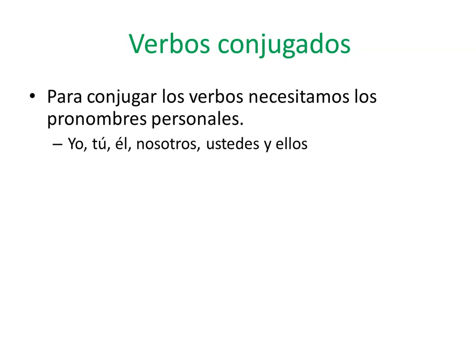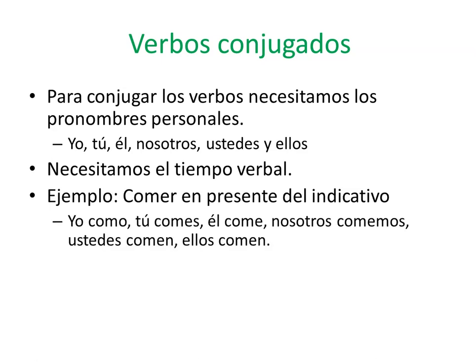Muy bien, let's talk about conjugated verbs. As we mentioned in previous videos, we need the personal pronouns in order to conjugate verbs. The personal pronouns are yo, tú, él, nosotros, ustedes y ellos. And obviously we need the tense, el tiempo verbal that we are going to use to conjugate. In this case, let's use the present of the indicative mode. Por ejemplo, yo como, tú comes, él come, nosotros comemos, ustedes comen y ellos comen.